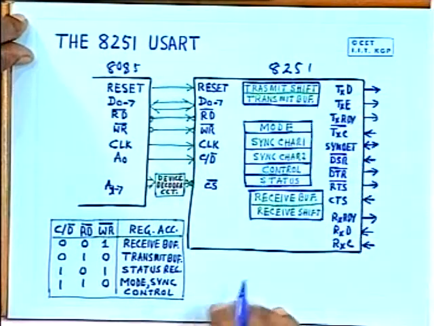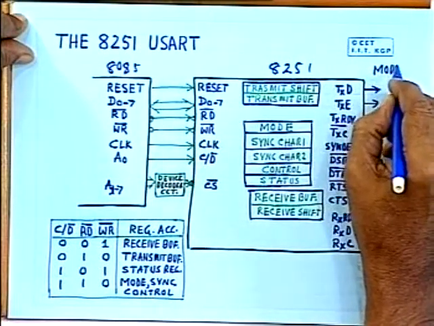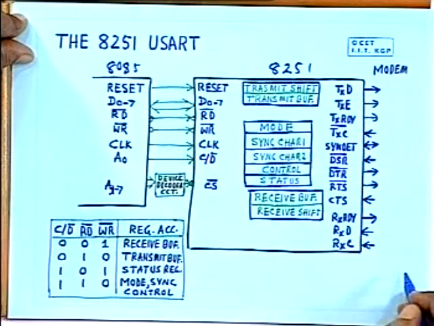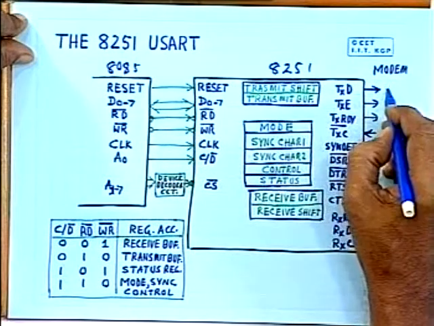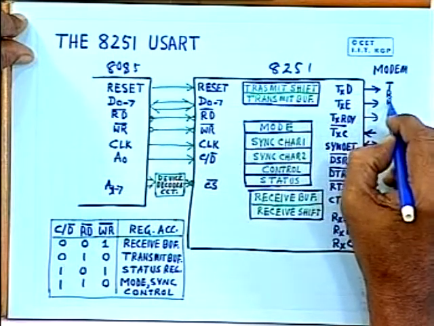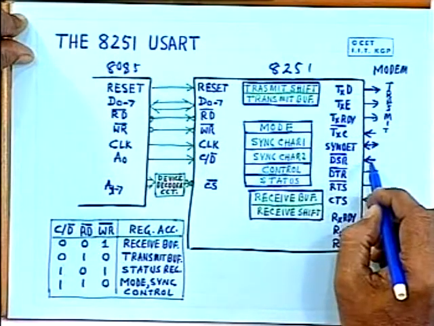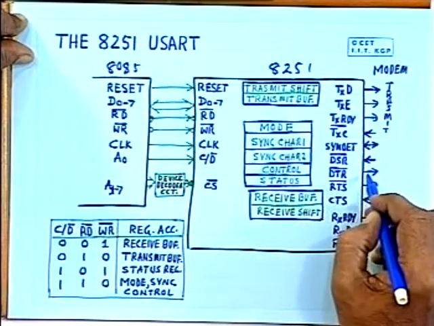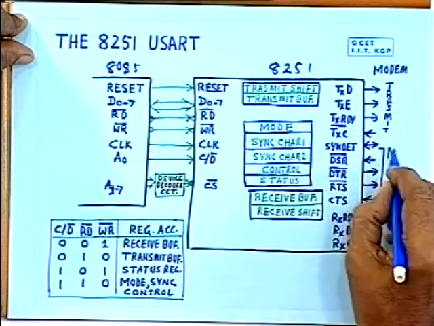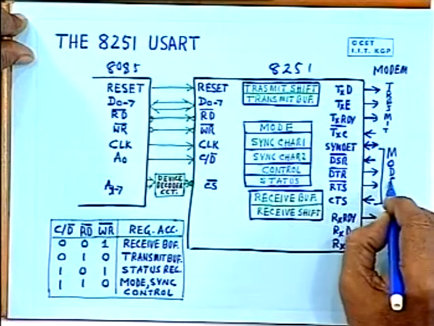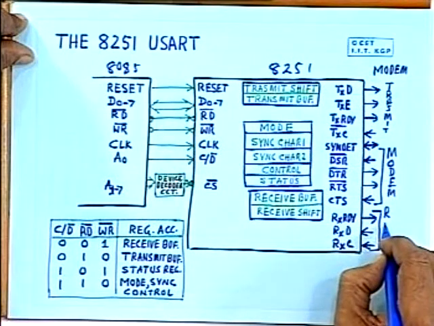here, and this side goes to the modem. This part, TXD, TXC, TX-ready, is used for transmit control. Then, as we have already discussed, DSR, DTR, RTS and CTS are used for modem control, to control the modem, and these three are used for receive control.